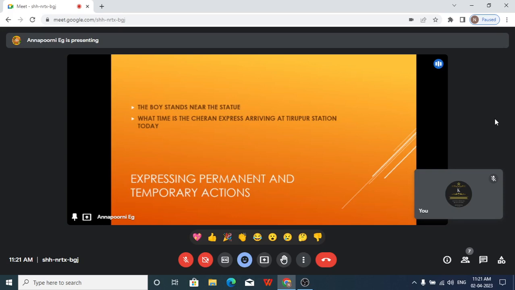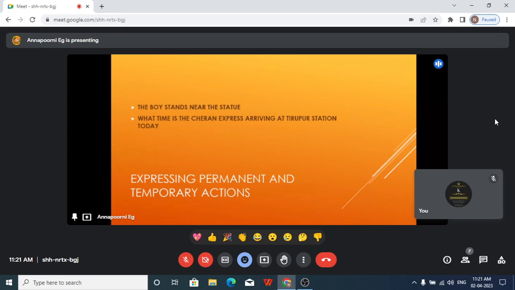Okay. So temporary and permanent. First of all, you have to know the meanings of these two words. Some people might be aware of that. This is for those who don't know the meaning. Temporary is something which lasts only for a short period of time, and permanent is something that lasts forever. Okay.